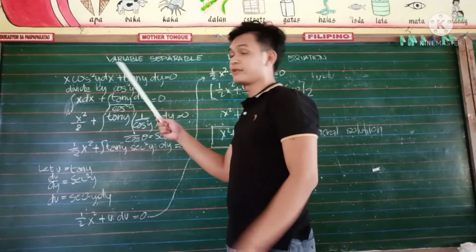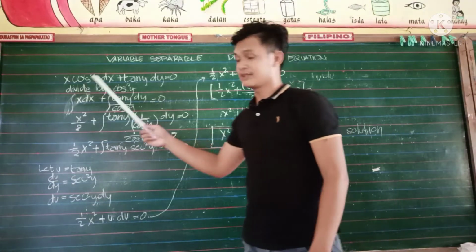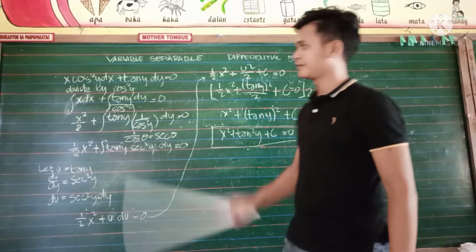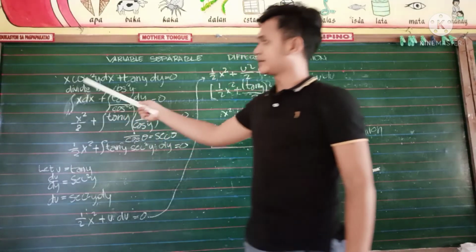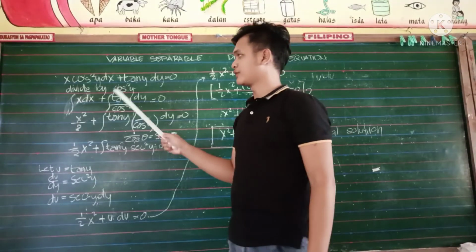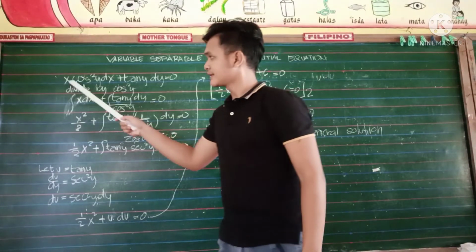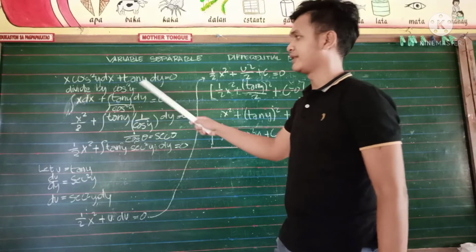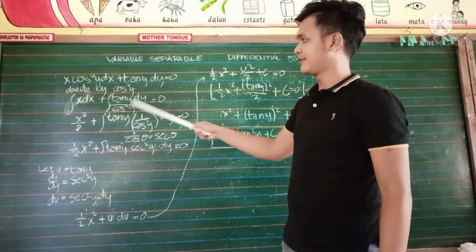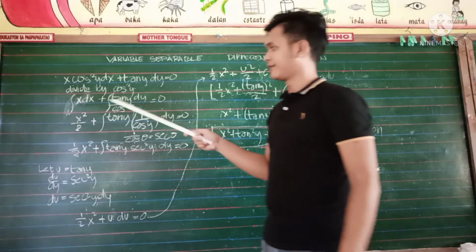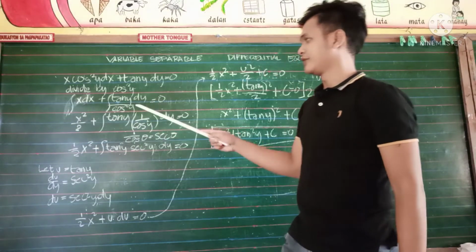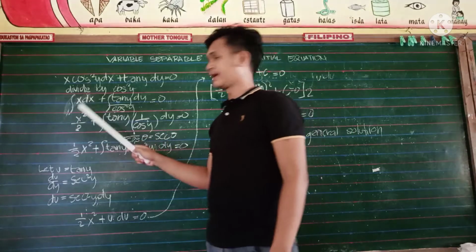Our last example for the variable separable differential equation is x cosine squared of y dx plus tangent of y dy is equal to 0. First, we need to eliminate cosine squared of y in the x term, and we divide both sides by cosine squared of y. So x cosine squared y dx divided by cosine squared of y is equal to x dx, plus tangent of y dy over cosine squared of y is equal to 0. Then we finish grouping the two terms x and y. We need to integrate both sides.